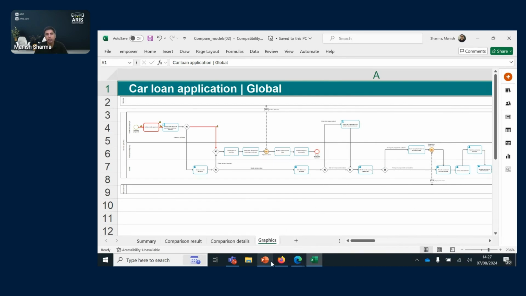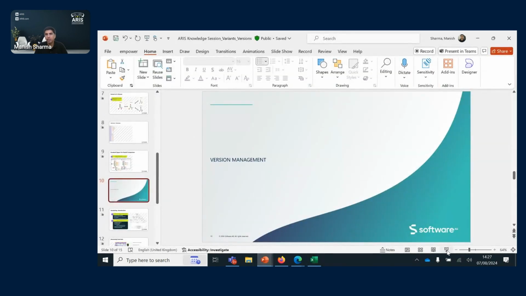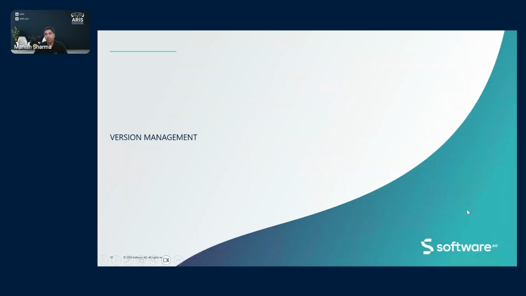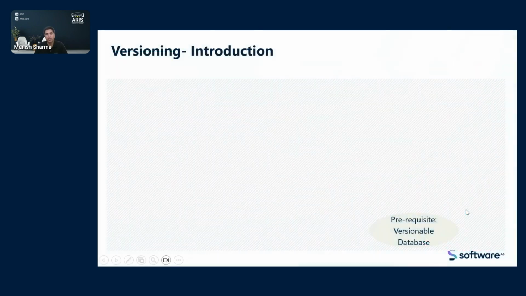Right. So that was about variant management and some ways of working with it. Next, I'll go to version management. So, as with variant management, version management also has a prerequisite, and that prerequisite is that the database should be versionable. And that is something that you do right in the beginning when you set up your databases. It's not something that you can do in between. So, when you create your database for the first time, you decide whether it is a versionable database. And for you to be able to version your models, the database should be a versionable database.